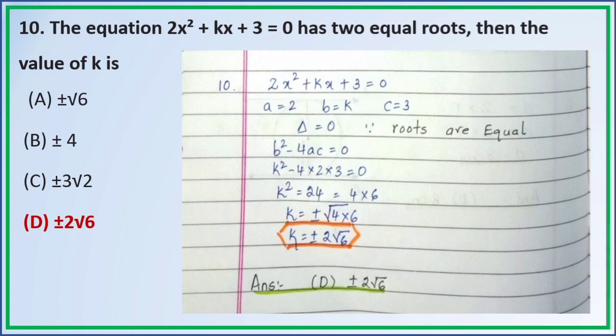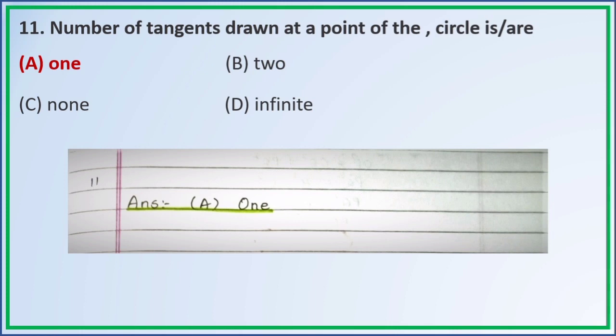Students, most of these questions I have solved in my previous videos. You can check them out. The number of tangents drawn at a point of the circle is, how many tangents can be drawn at a point? Only one tangent can be drawn at a point.